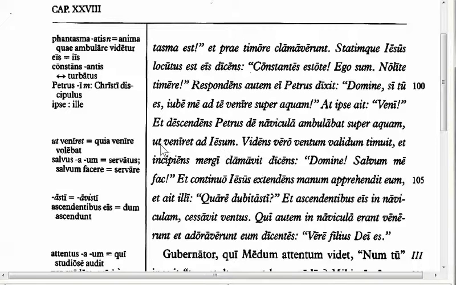Here we have an ut plus a subjunctive, the third person singular imperfect subjunctive active of venire, to come. Why is this imperfect? Because if you look before the ut, you have ambulabat, another past tense verb. So now the question is, what kind of ut clause is this? Is it an indirect command? Is he commanding something? He commands that Peter come to Jesus. No, it says he was walking on the water in order to come to Jesus, not because he was commanded.